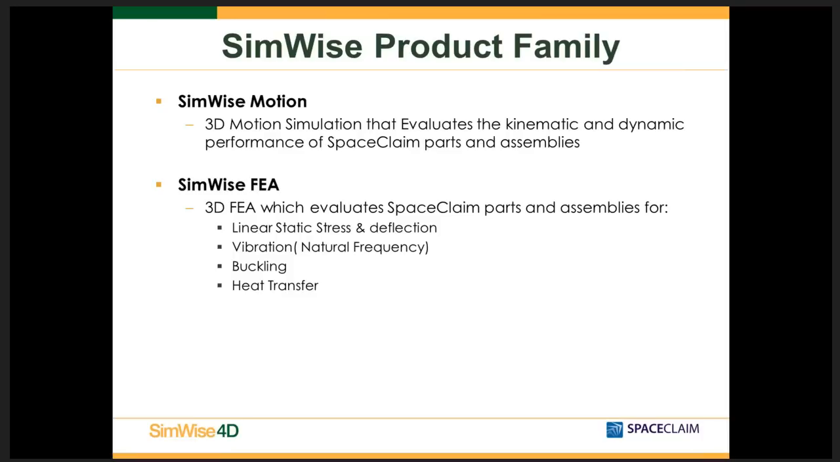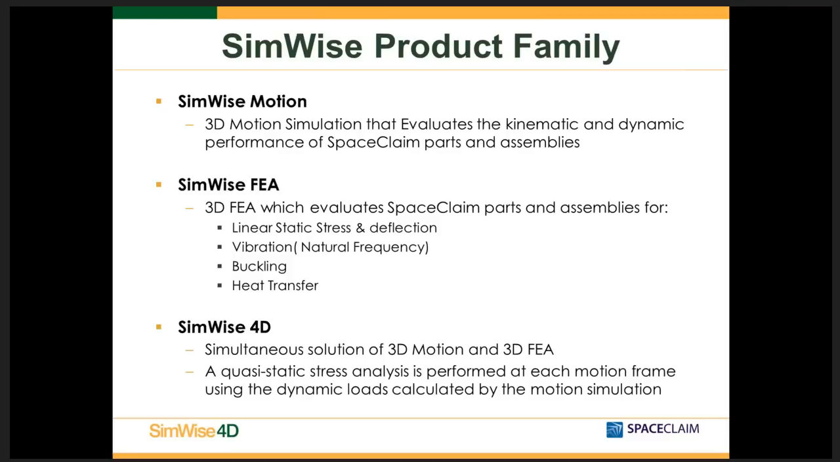We also have the SimWise Finite Element Analysis, or SimWise FEA. It allows us to look at linear static stress and deflection, natural frequencies and mode shapes, buckling, and thermal behavior for heat transfer characteristics. And then the real key feature in terms of the product packaging is SimWise 4D, which is the combination of the motion and the FEA. With that, we're able to run an analysis that combines both motion simulation and structural finite element analysis in one environment.